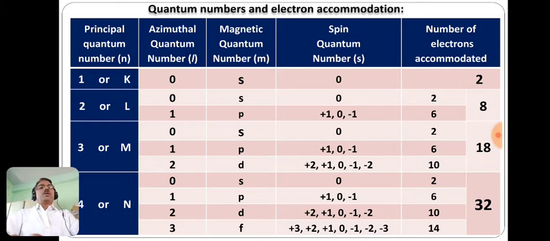Similarly, for the fourth energy level there are 32 electrons that are accommodated. So this table indicates the quantum numbers and electron accommodation in each principal quantum number, or main energy level.